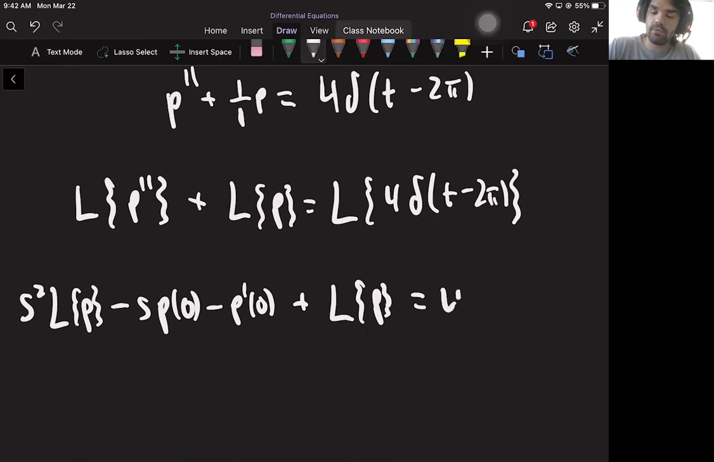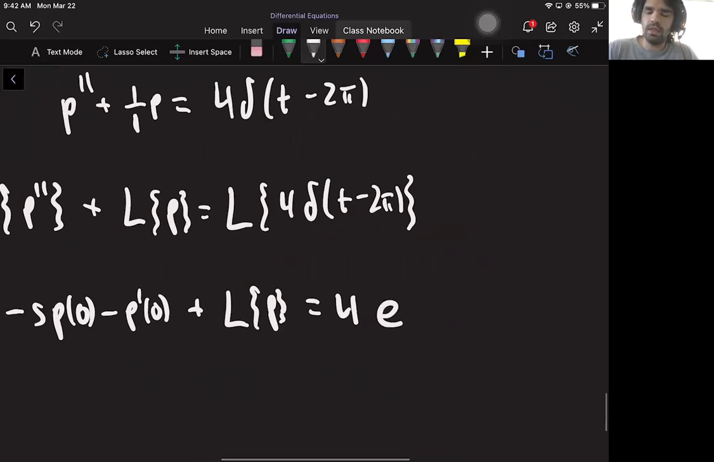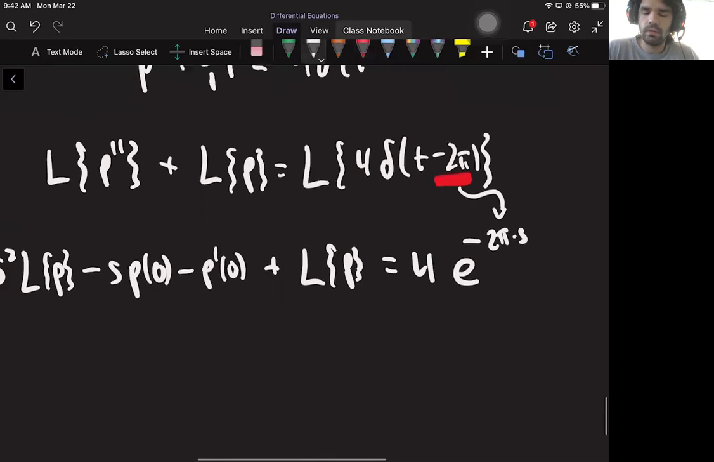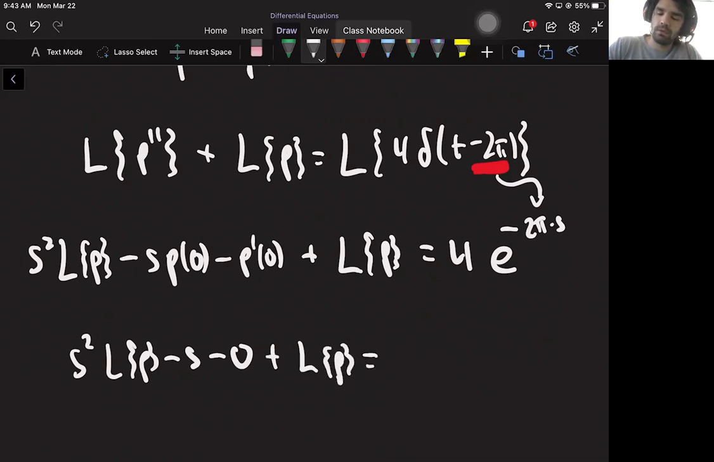So we just jump to there. And then on the right side, I could take out that 4. And we just learned that the Laplace transform of the Dirac delta function is e to the negative however much you shift the special time that you hit the thing with the hammer at, that number times s. Okay, so now we got to solve for L of p. So let's see, s squared minus s, because p of 0 is 1, minus 0 because p prime of 0 is 0, equals 4e to the negative 2 pi s.